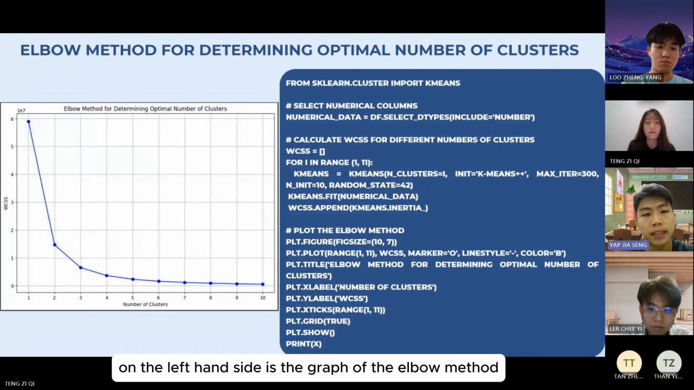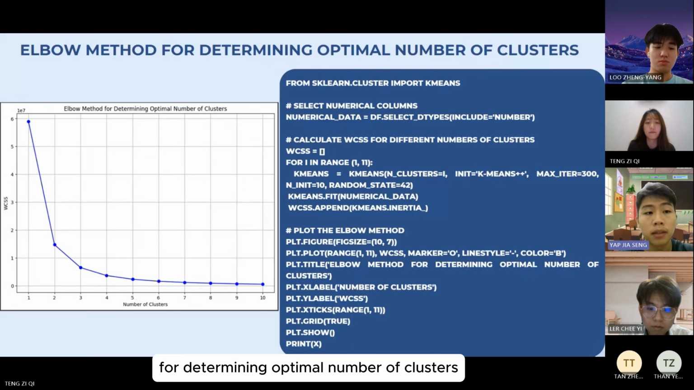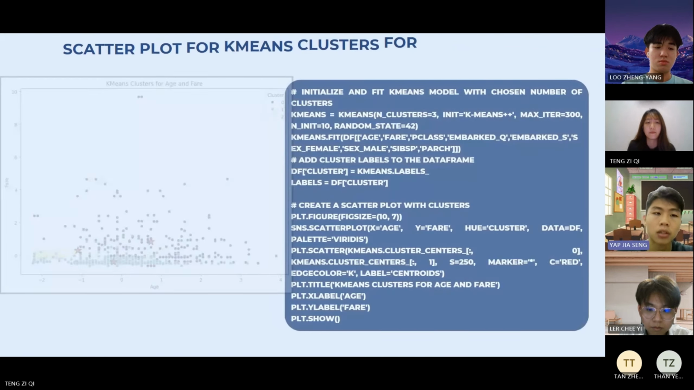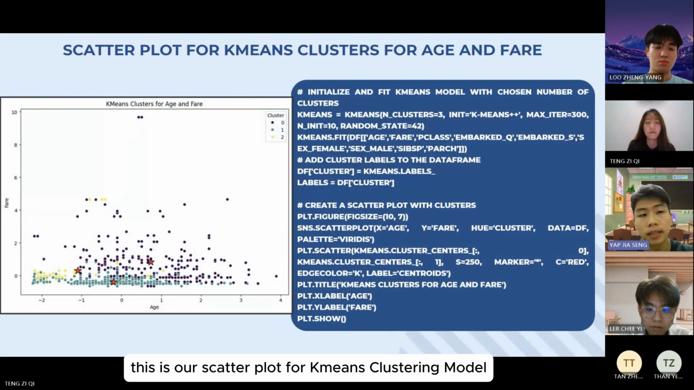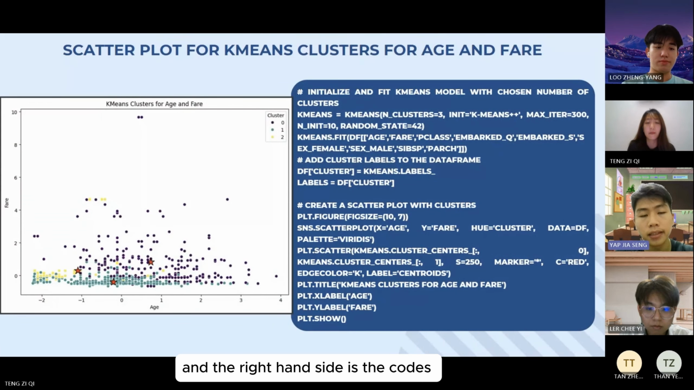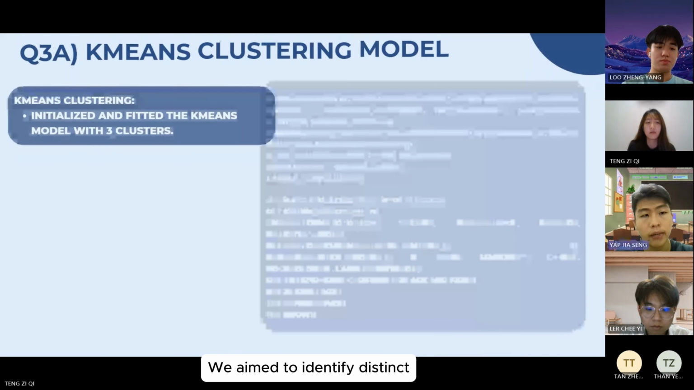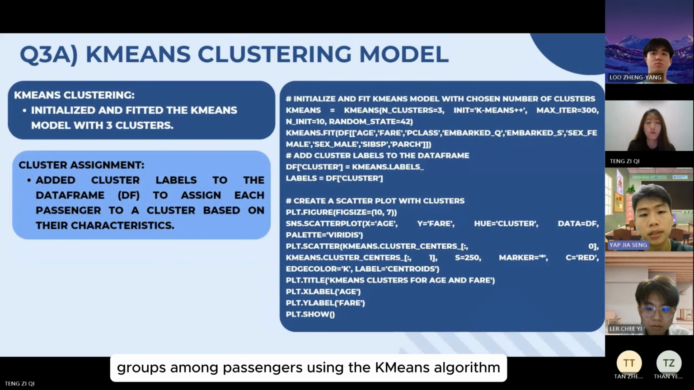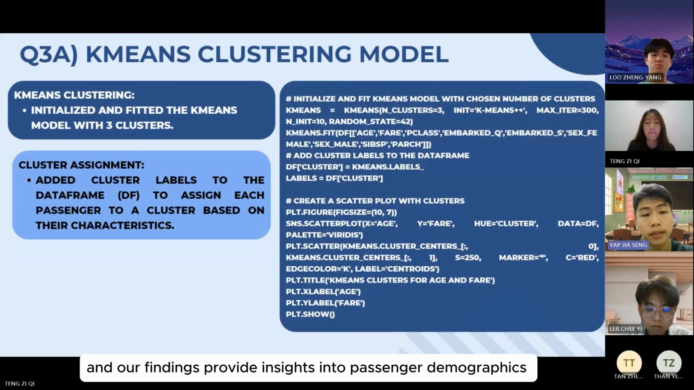And you can see on the left-hand side is the graph of the elbow method for determining the optimal number of clusters, and the right-hand side is the code base. So now we can see this is the scatter plot for the K-means clustering model, and the right-hand side is the code. We aim to identify distinct groups among passengers using the K-means algorithm and provide insight into passenger demographics and their fare patterns.